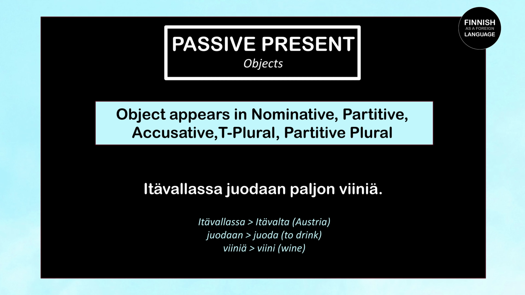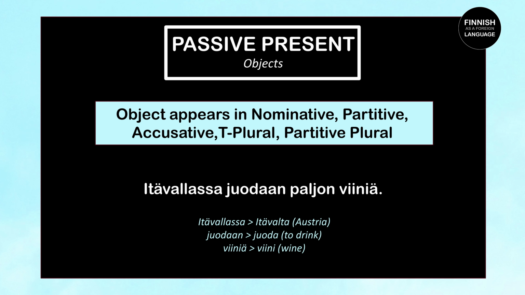Next one. Itävallassa juodaan paljon viiniä means in Austria they drink a lot of wine, or a lot of wine is being drunk in Austria. So Itävallassa means in Austria. It's the inessive case of Itävalta, which means Austria. Juodaan is our passive present verb.